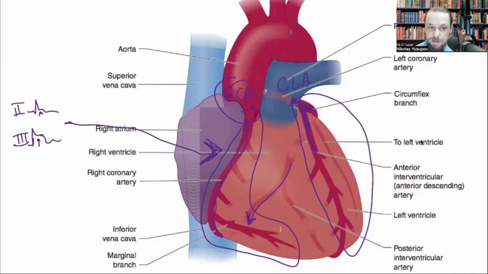So next time you're looking at the inferior wall, if lead 3 has higher ST segment elevations than lead 2, you're probably dealing with RCA involvement.